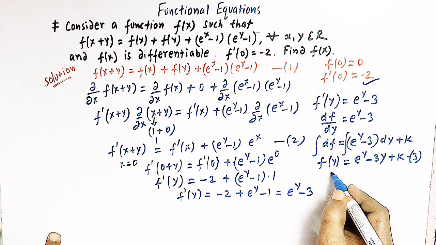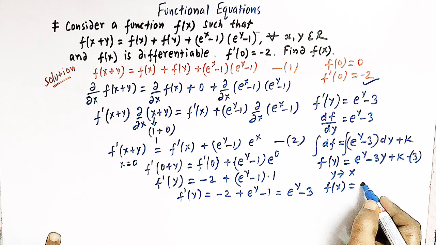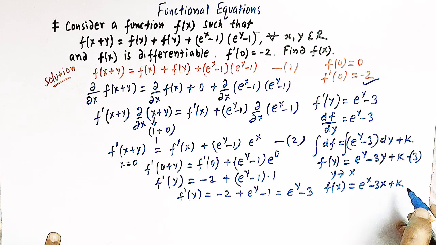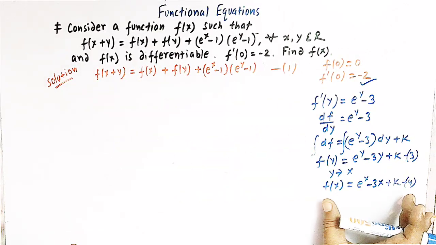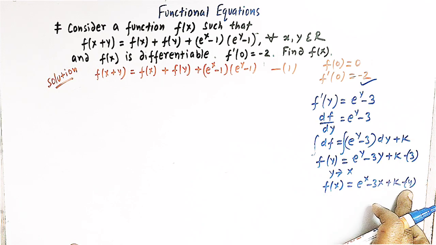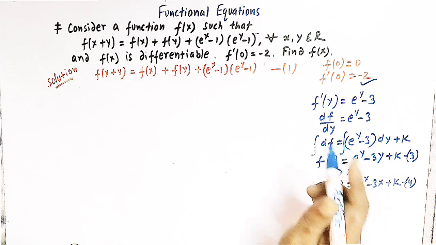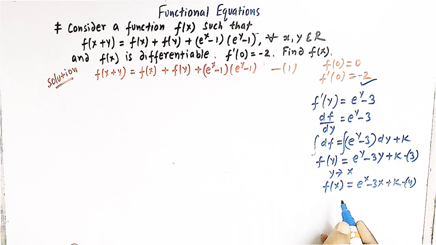Let us replace this y by x. So we have now f of x is equal to e raised to x minus 3x plus k, and this is our equation 4. So now we have obtained the form of the function as equation number 4, and now we need to find out the constant of integration k. Let us use this result, that is f of 0 is equal to 0.